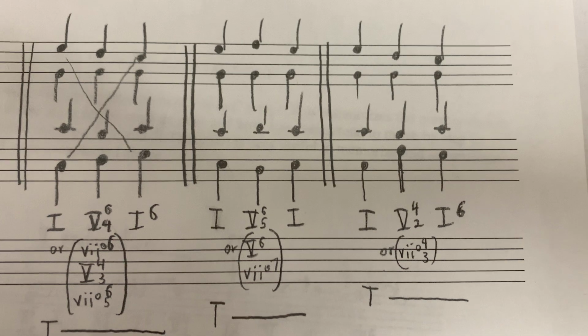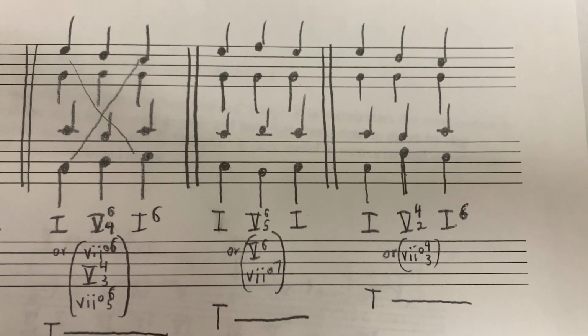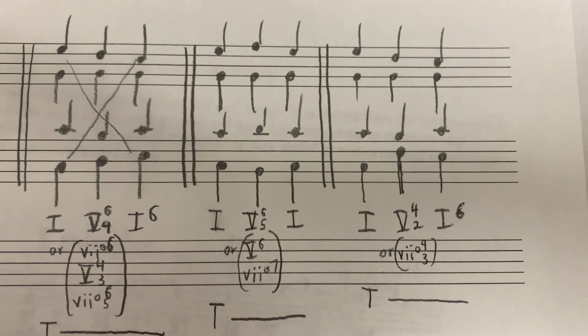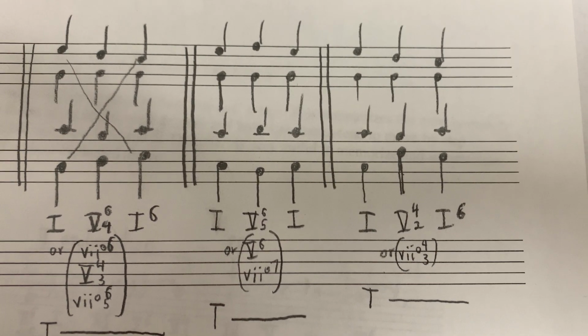You can also use 5/6 there, so lop off the 7th. Or if it's a minor key especially, you could do 7 diminished 7. You can also do 7 diminished 7 in the major key. You just need a chromatic note.